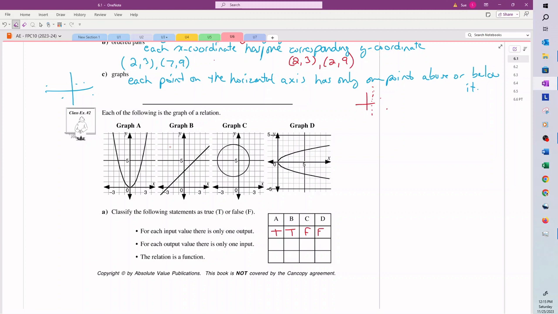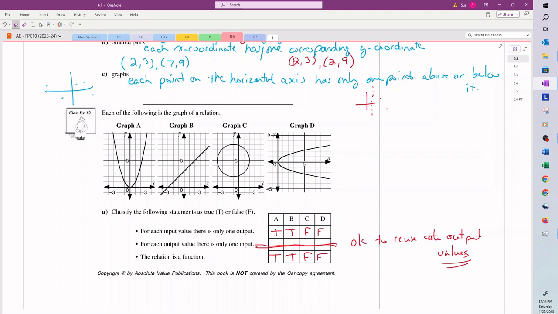Okay. For each output, you know what? This line actually doesn't matter. We don't care how many times you use it. It's okay to reuse output values. Like here, we used the 5 twice. All right, and that's fine. It's the input values that you can't reuse. And so relation A, graph A, that is a function. B is a function. C is not. I guess it's false. And D is false. That's not a function.